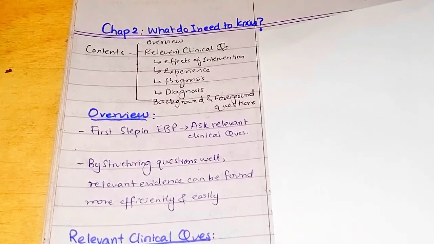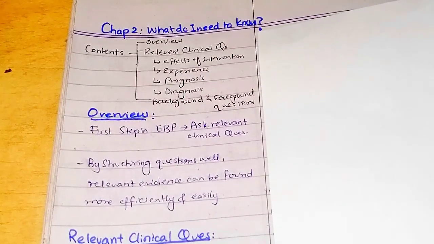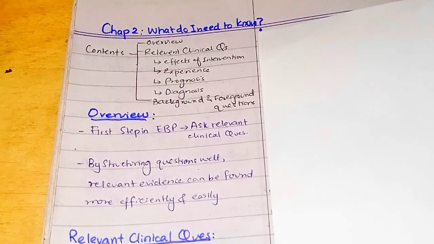So chapter number 2 is: what do I need to know? It means, what do I need to know when I'm formulating a question? What are the very important aspects which I should keep in mind when formulating a question? So this chapter is all about that.